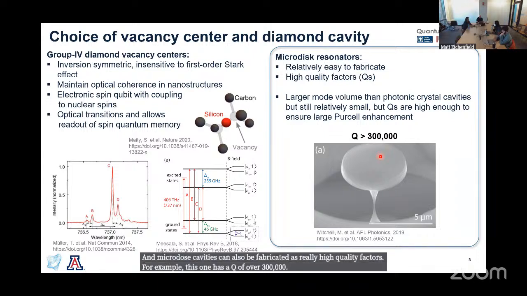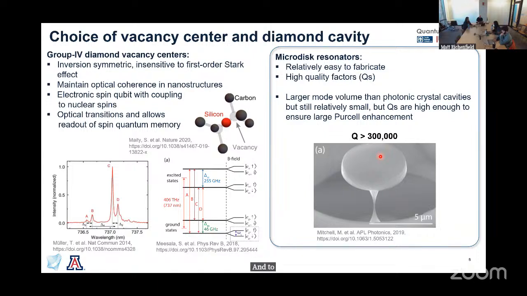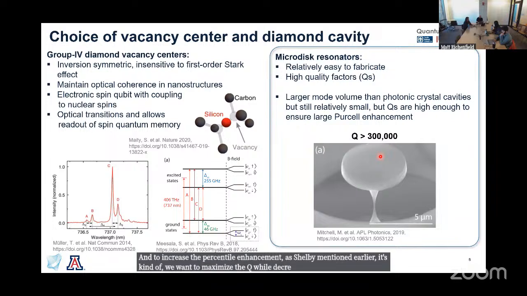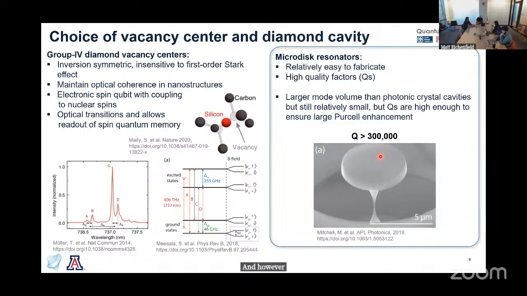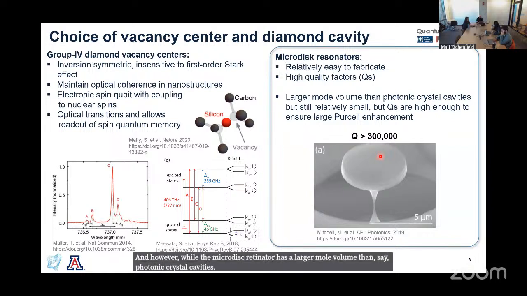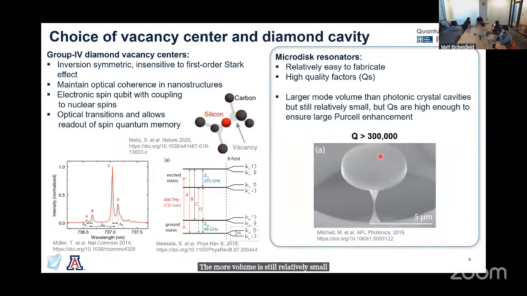To increase the Purcell enhancement, as Shelby mentioned earlier, we want to maximize the Q while decreasing the mode volume. While the microdisc resonator has a larger mode volume than, say, photonic crystal cavities, the mode volume is still relatively small, and the Qs are high enough to still ensure a large Purcell enhancement.